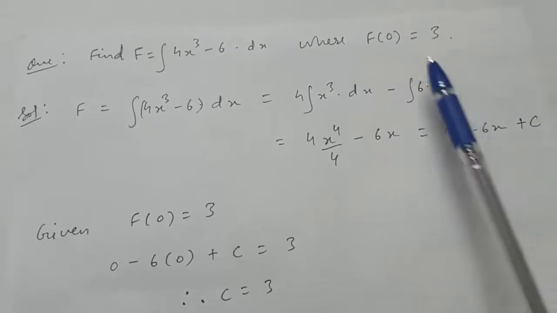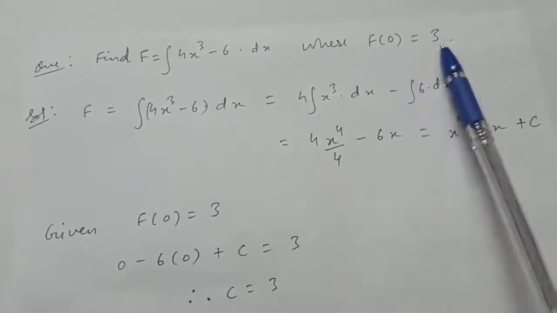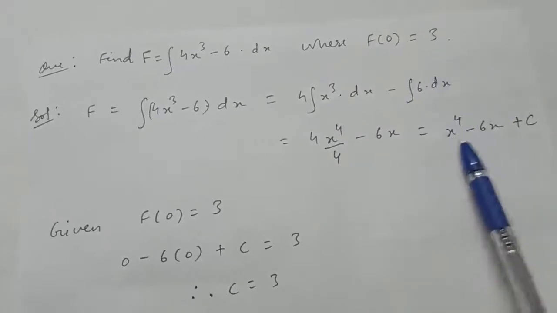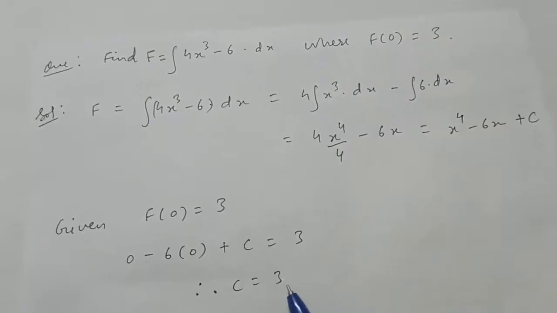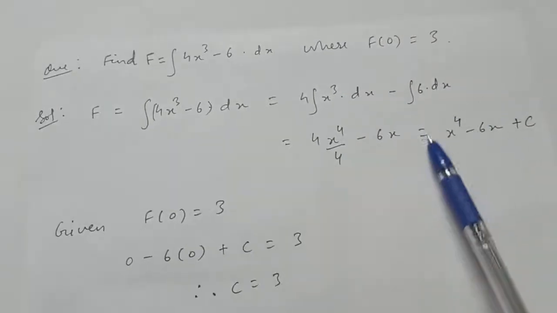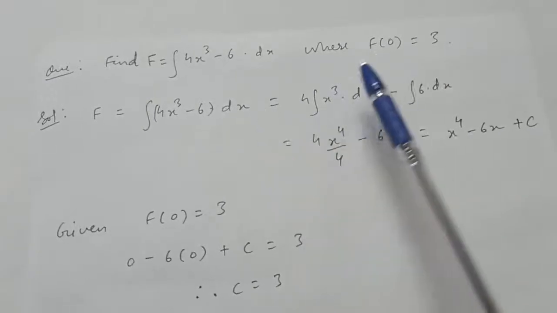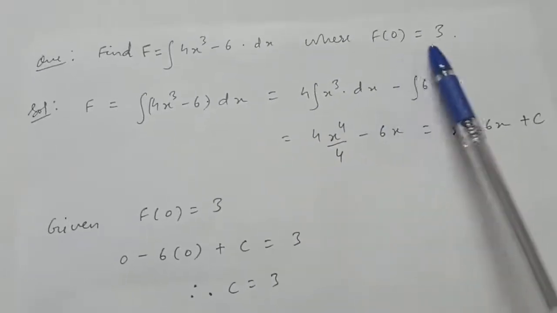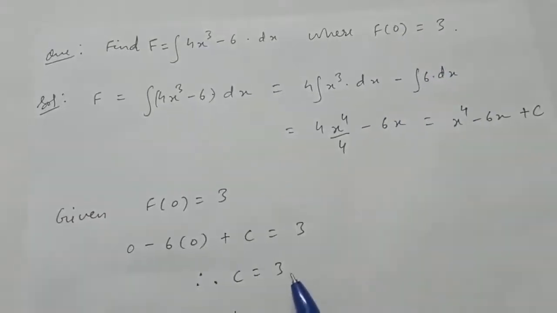Now see, they have given this, that F of 0 is equal to 3. So in place of x, put 0, and you'll get the value of c. See, this is the general solution of this integral, but when we are given some additional information, we can use it to find the value of c.